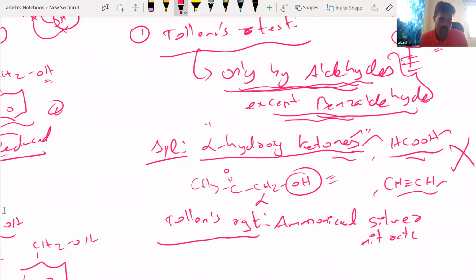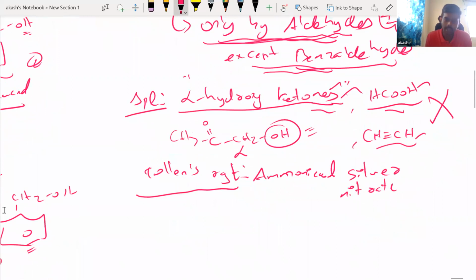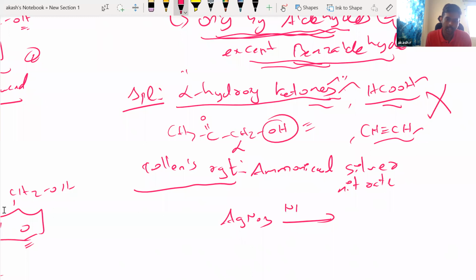That is the reagent which you have to use. Tollens reagent is ammoniacal silver nitrate. Now the name looks very complex, but it is very simple, people. We have to take silver nitrate and dissolve it in ammonia, liquid ammonia.